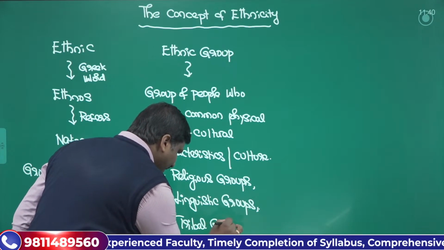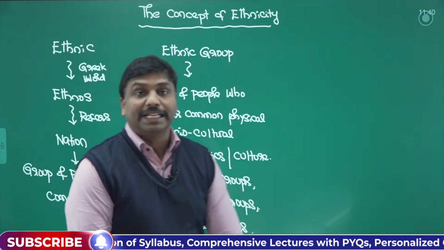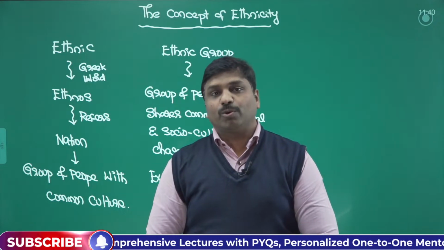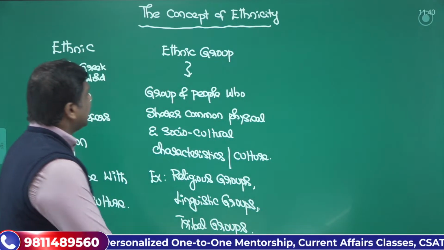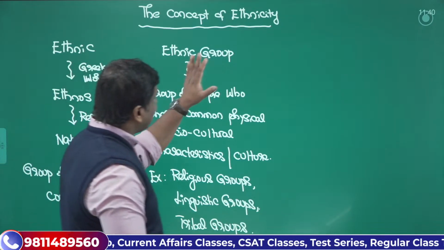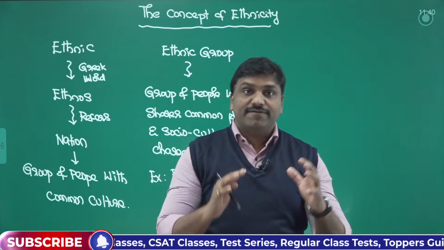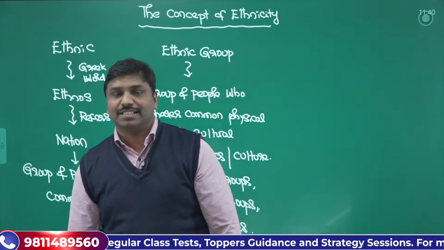Tribal groups. So we have a lot of tribes and tribal groups. Every group could be picked as an example for this particular thing, right? So these are ethnic groups, right friends? Now, in a society, different ethnic groups will exist. So various ethnic groups will be present in a society.